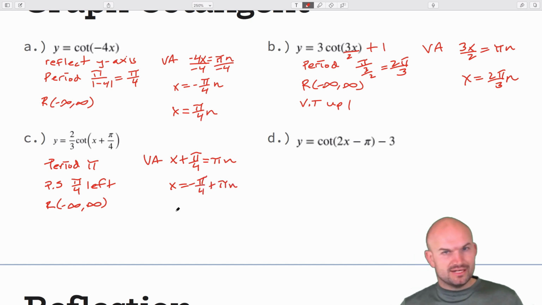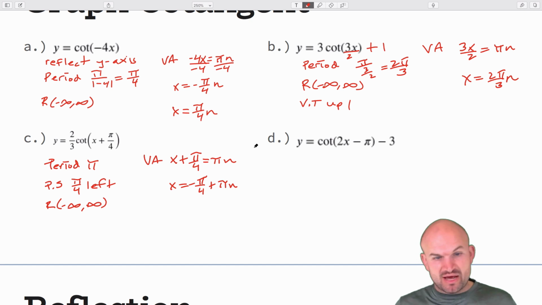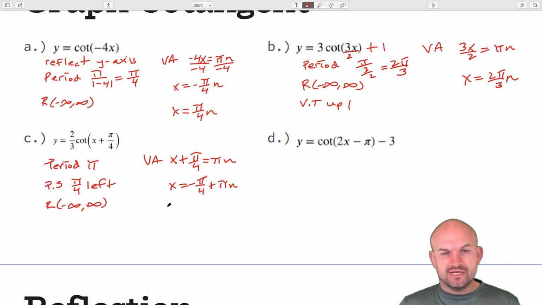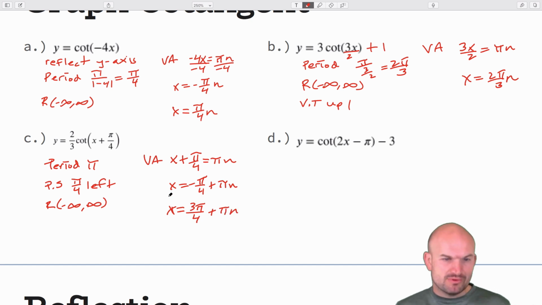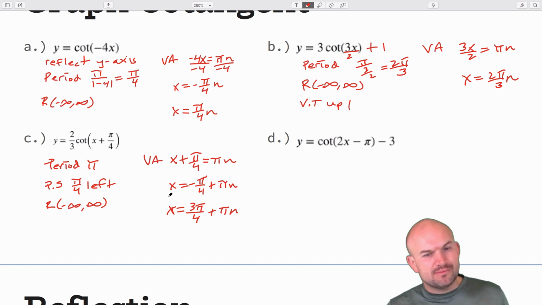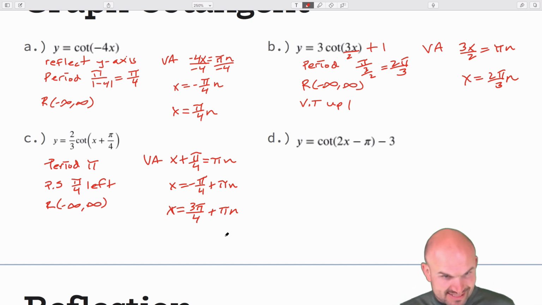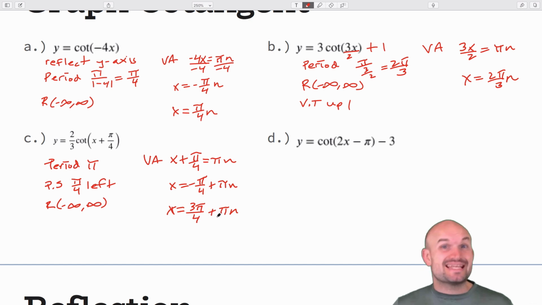And again, if you wanted to kind of simplify this, if you add pi to it, like let's pretend n is 1, negative pi over 4 plus pi would be, I'm sorry, 3 pi over 4. So another answer could be positive 3 pi over 4 plus pi n. And again, I just wanted to show you because typically we like the smallest positive as our simplified answer. And so if you were to see this on a multiple choice problem, you'd probably see this as the answer choice rather than that. So you just want to make that connection that those are exactly the same.